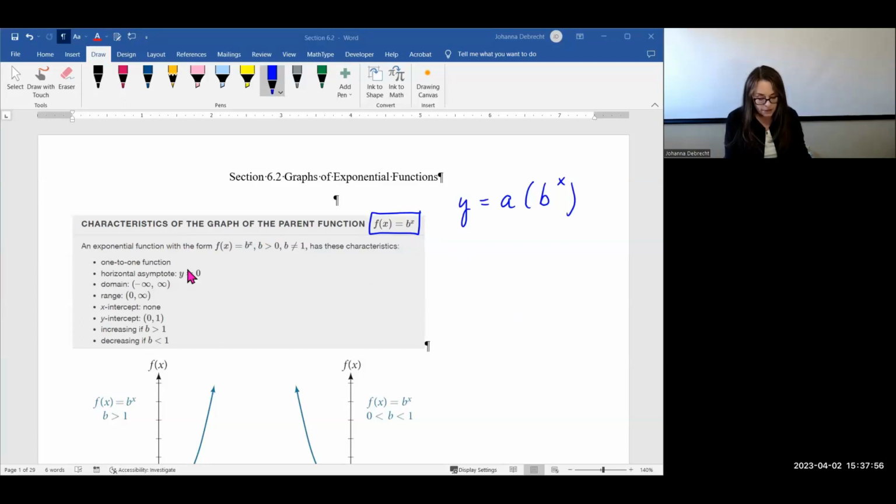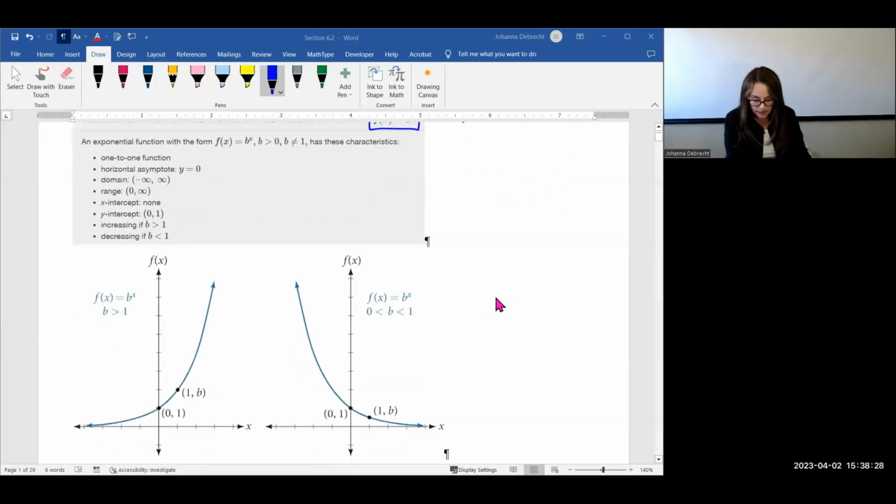So when we're looking at that, we want to talk again about what we have. Our coefficient is 1, so our initial value is 1. The base b must be strictly positive. We don't want square roots of negative numbers. And it can't be 1 because 1 to any power is just 1. It gives us a horizontal line, and that doesn't have the characteristic shape of an exponential. So we eliminate 1 from the possibilities. It is a one-to-one function.